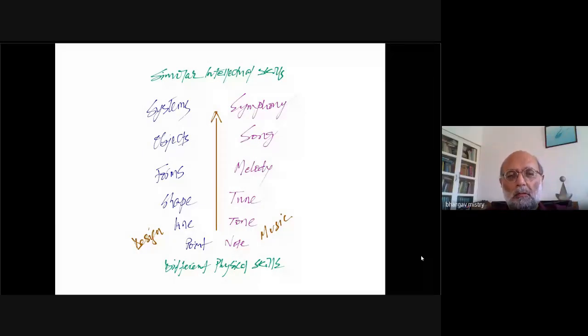So, Barun, on the left, I've written a few points. It starts from a point to a line to a shape to forms, objects, and systems. And on the right, in purple, I've written note, tone, tune, melody, song, and symphony, the art of music. In the green at the top, I've written similar intellectual skills, but different physical skills, written at the bottom. This is for design and music.